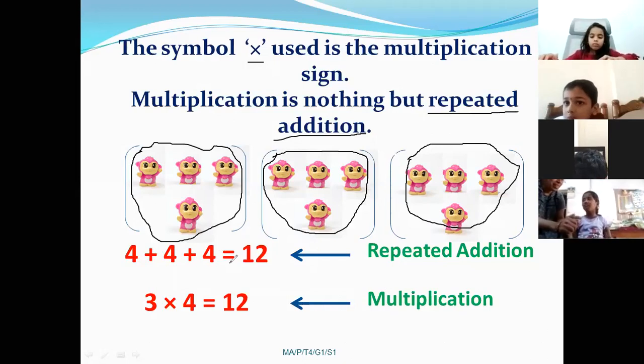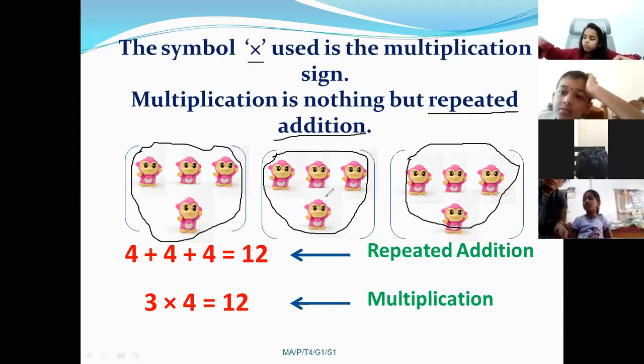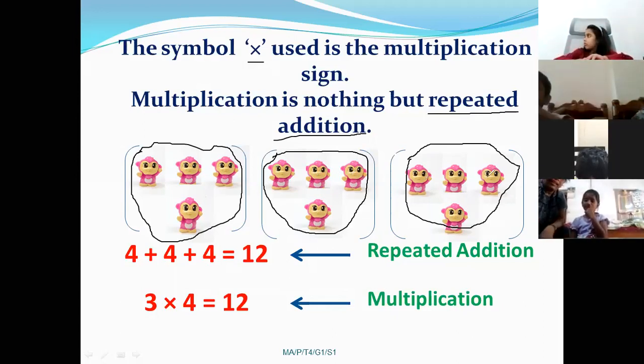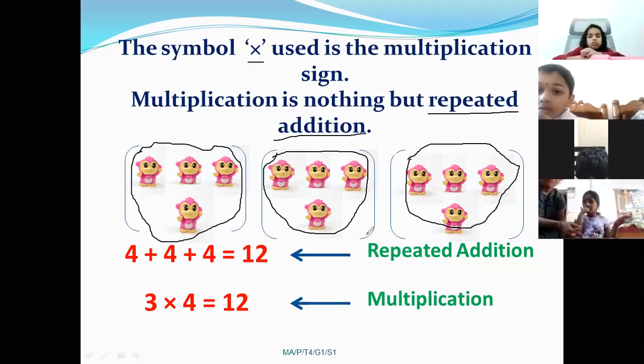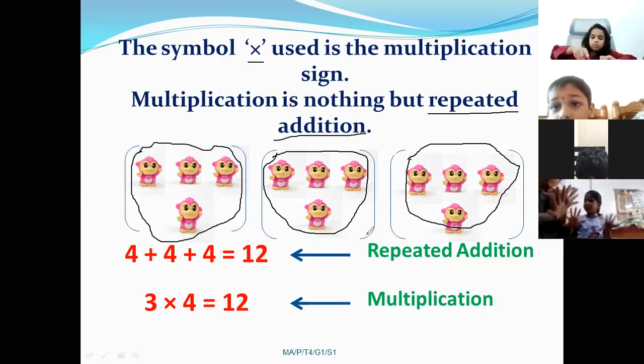Now we have to count all the toys together. So there are 1, 2, 3, 4, 5, 6, 7, 8, 9, 10, 11 and 12. So there are 12 toys all together. Children, please pay attention carefully. If you have any doubt, you can ask me. But listen very carefully, okay?